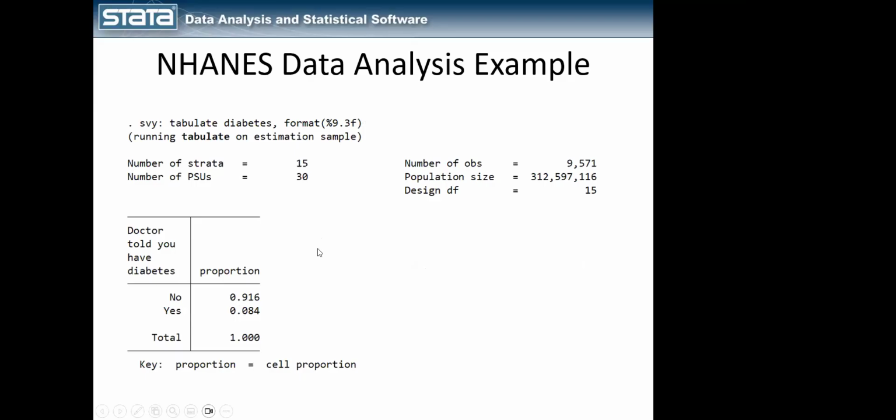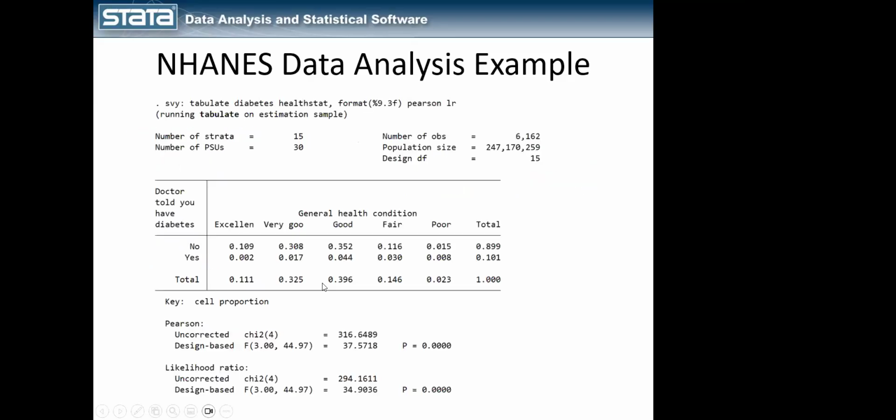But anyway, what this shows me is the proportion of people in each category. 91.6 percent, or 0.916, do not have diabetes. 0.084, or 8.4 percent of the population, does have diabetes. Again, these are proportions in the population, not in the sample. You could switch these to counts rather than proportions. There are all kinds of other options. Again, it tells you the number of observations as well as the total number in the population.